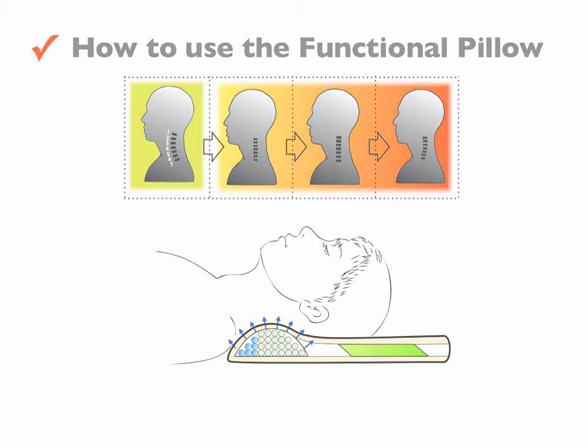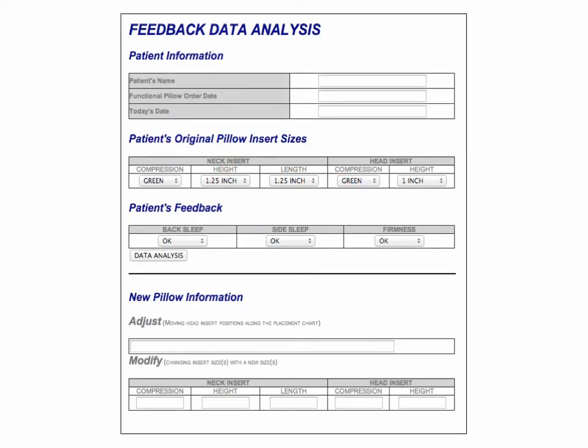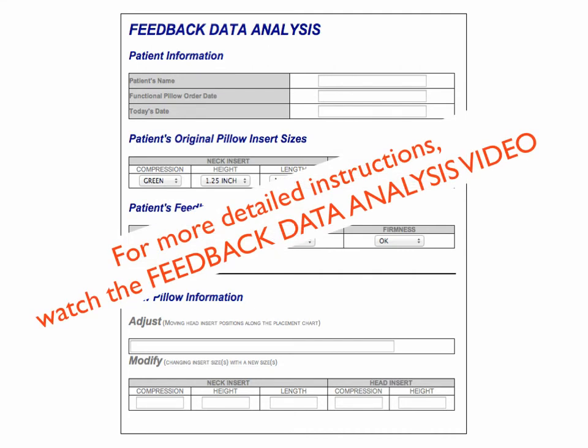Lastly, let John know that it takes about 2 to 3 days for his body to adapt to his functional pillow. However, if he feels uncomfortable after using the functional pillow for about a week, let him know that he can come back to the clinic where we can easily adjust and modify his pillow through the feedback data analysis. For more detailed instructions on how to use the feedback data analysis, watch the feedback data analysis video.